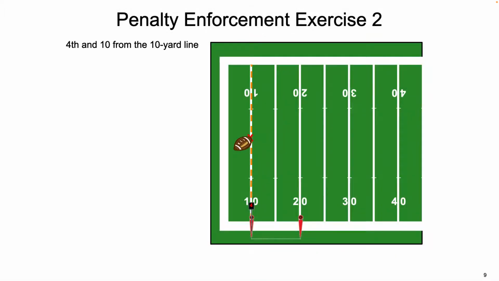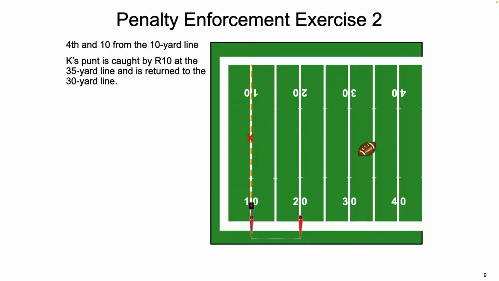Okay, play number 2, 4th and 10 from the 10-yard line, going out again. Okay, punt is caught by R10 at the 35, returned to the 30, just like before. During the return, R35 holds at the 35-yard line.